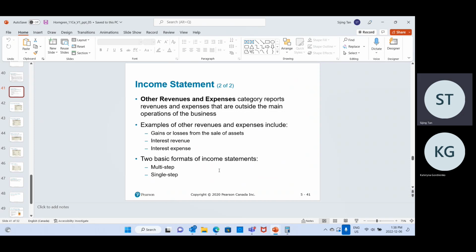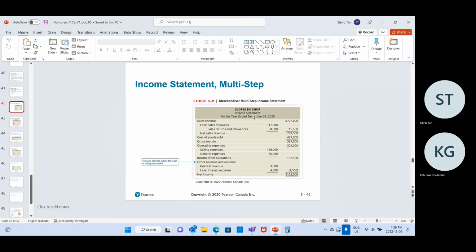Okay. So there are 2 basic formats of income statements: multi-step or single-step. Let's take a quick look at it. This is the multi-step income statement. It's just a format difference, right? We have our sales revenue. We subtract the sales discounts, have net sales revenue, and we calculate our cost of goods sold. We have a gross margin. From the gross margin we deduct operating expenses, have income from operations, and then other revenue and expenses make the calculation equal net income. So that is the multi-step.